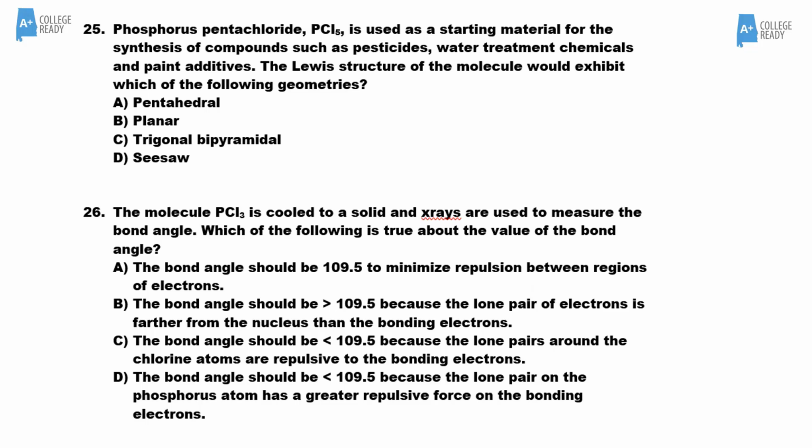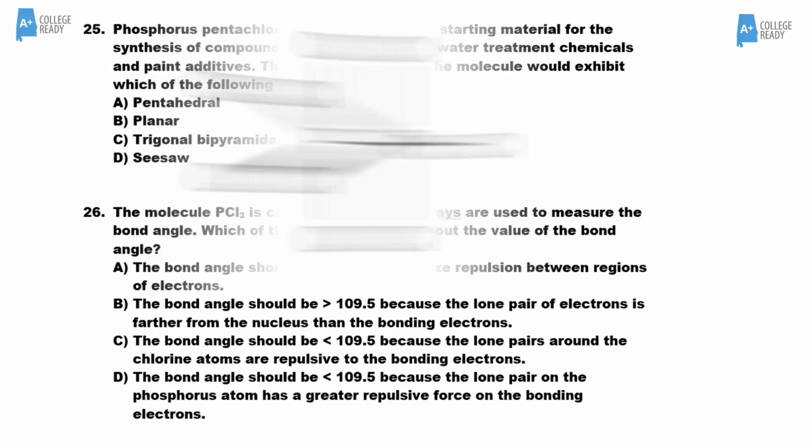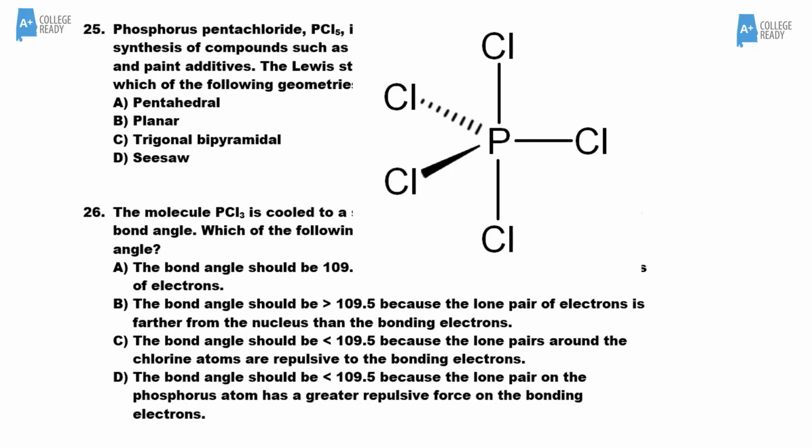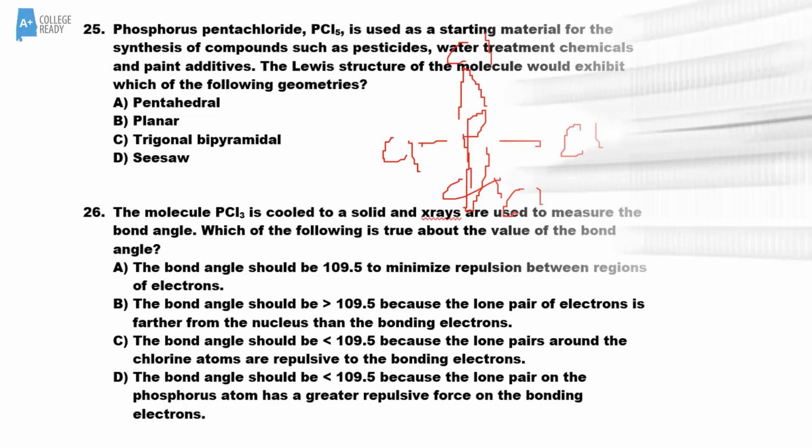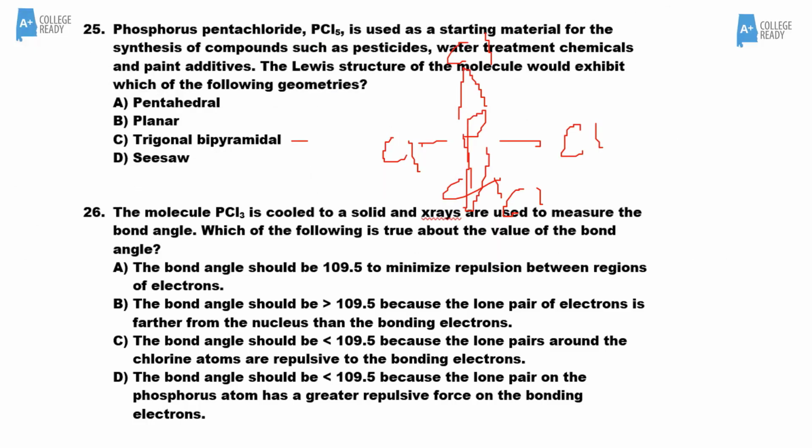So you would have to draw out PCl5, and we've actually seen this before. Basically what I'm trying to show here is there's a pyramid on top and a pyramid on the bottom, so that would be trigonal bipyramidal. So PCl3 for number 26 looks something like that.